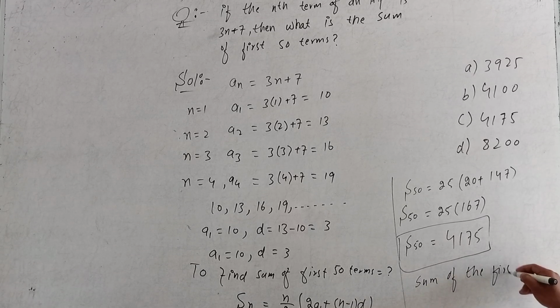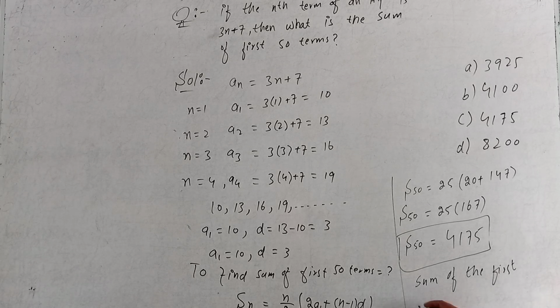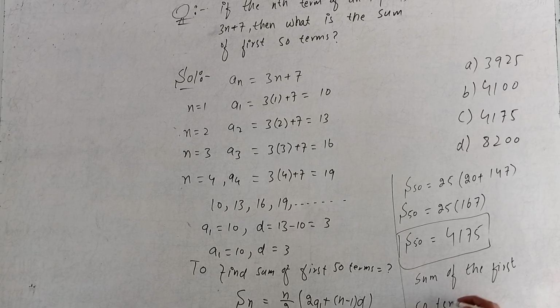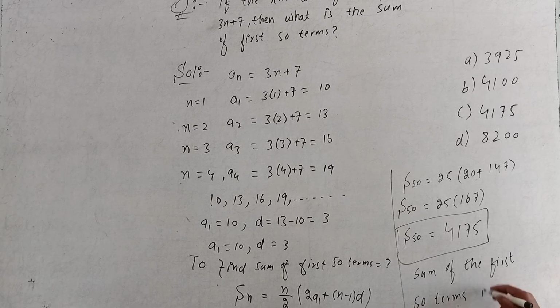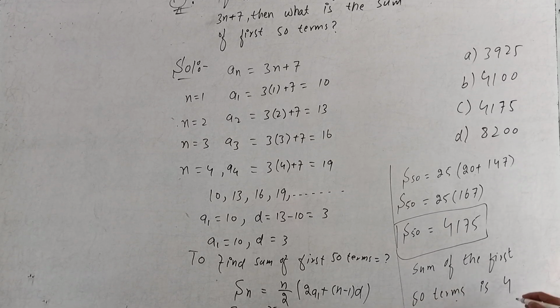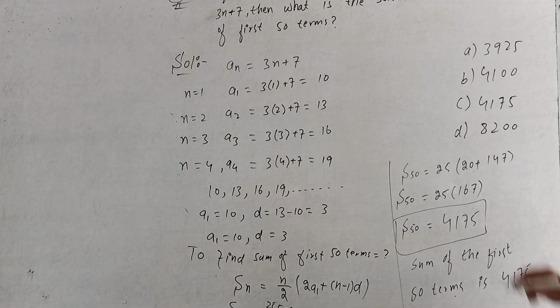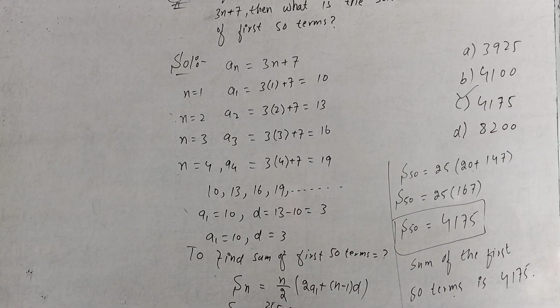So the sum of the first 50 terms is 4175. So option C is the right option.